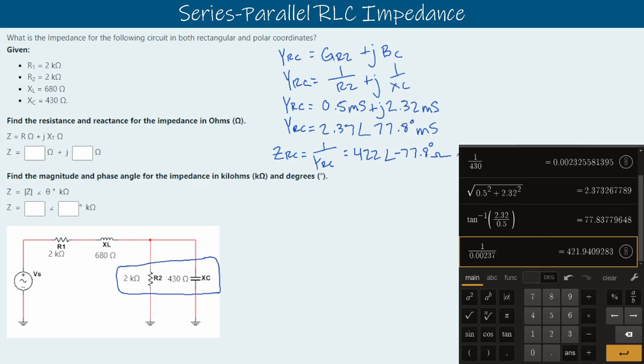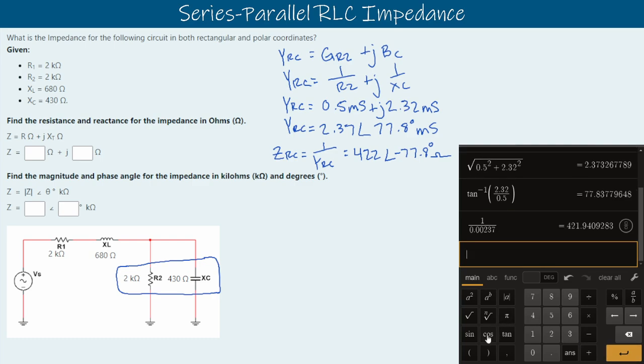So at this point, we can flip this into rectangular form because in the end, we're going to need to add this to our other value here. Let me change colors and we'll put in our final rectangular form for this number here. And that requires our cosine and sine equations again. So we'll say 422 cosine of negative 77.8. It says 89. So write that in. So our ZRC in rectangular form is equal to 89.2.